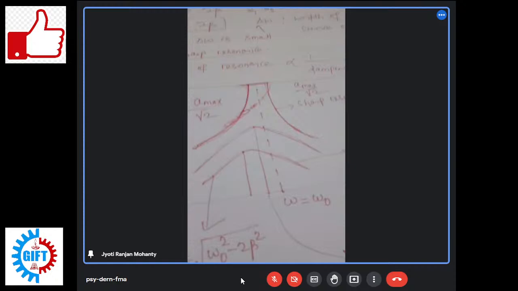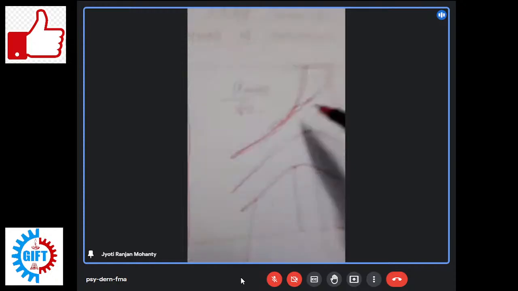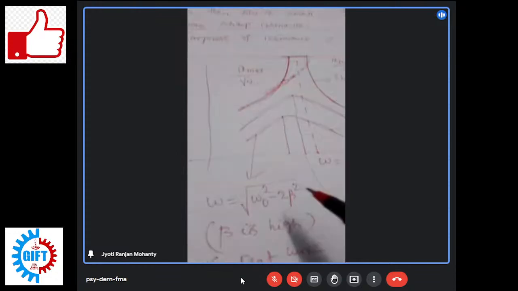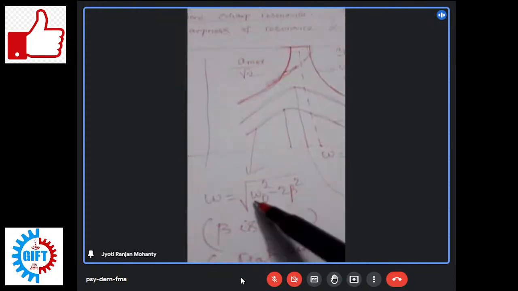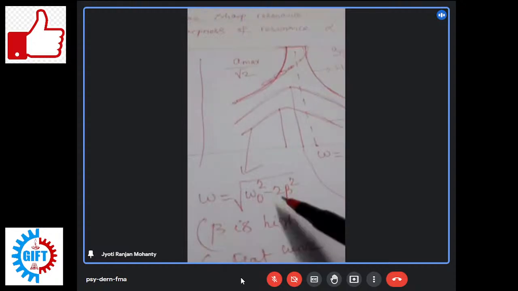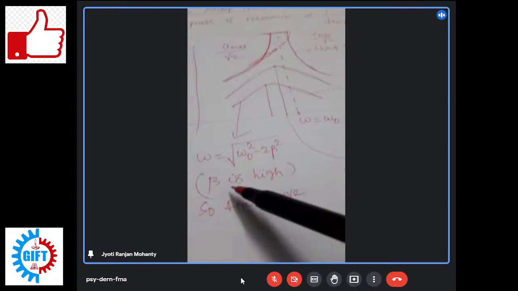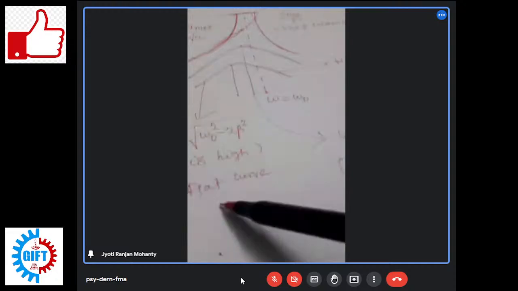Okay, this part is not. This is like this. Resonance: omega is equal to root of omega naught square minus 2 beta square. That means here, why is the curve flat? Beta is high, so flat curve.